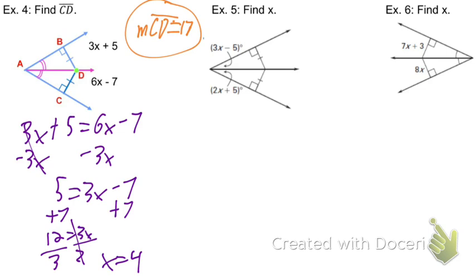Okay. Example 5. How can we find x here? They equal each other. They're congruent because this point is going to be equidistant from these two sides of the angle at the perpendicular. So the angle is bisected. So we set them equal. x minus 5 is equal to 2x plus 5.